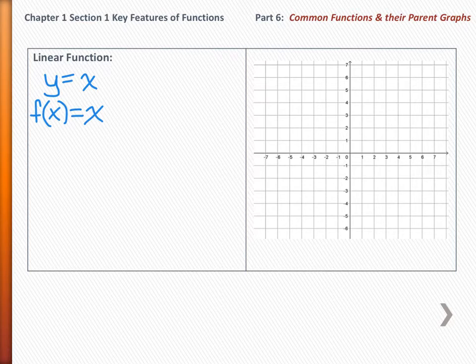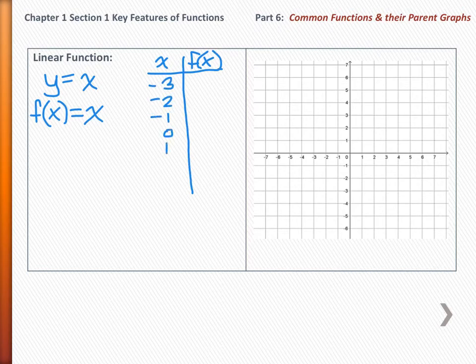You probably already know what this function looks like, but in all functions, it's a good idea just to put a few points down, and I like to pick some domain values that are negative and a few values of domain that are positive. So if I one by one substitute in my chosen domain here, I would see that my output is exactly equal to my input. And once I have these points, ordered pairs, then I can graph them.